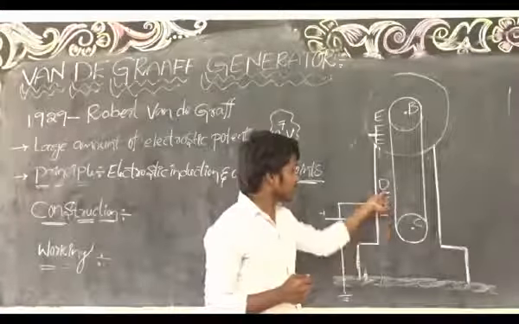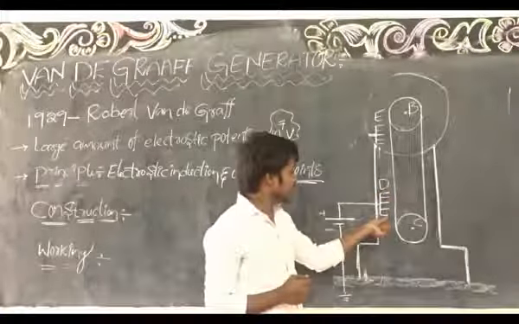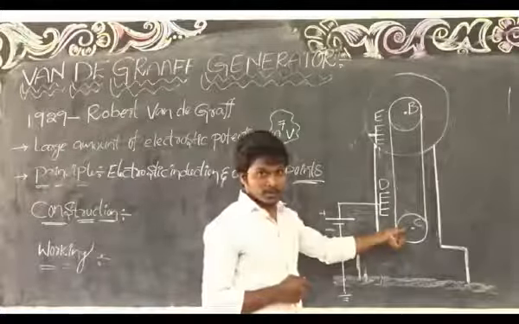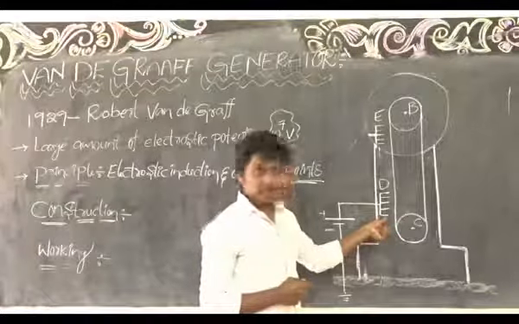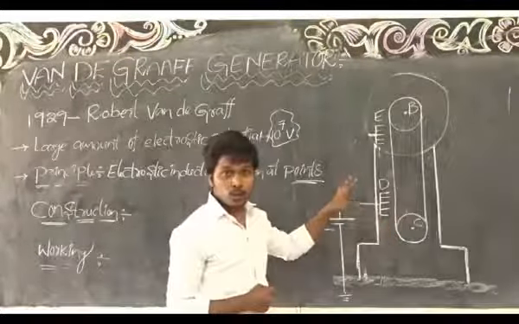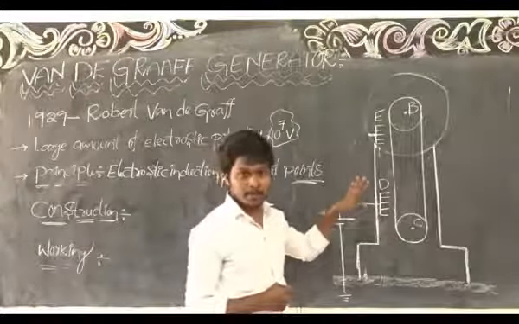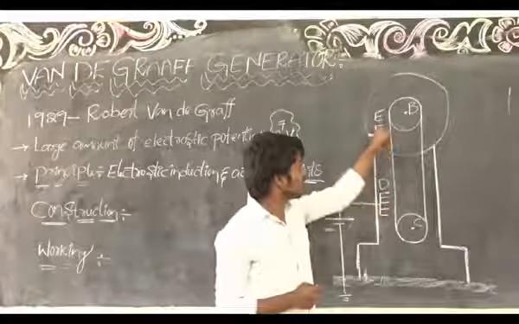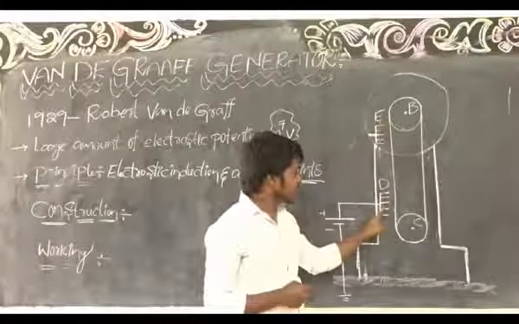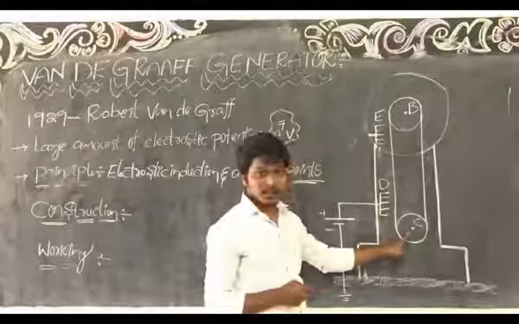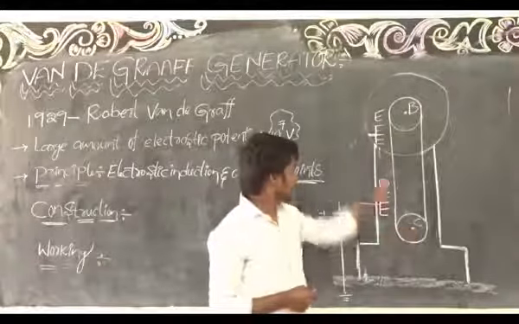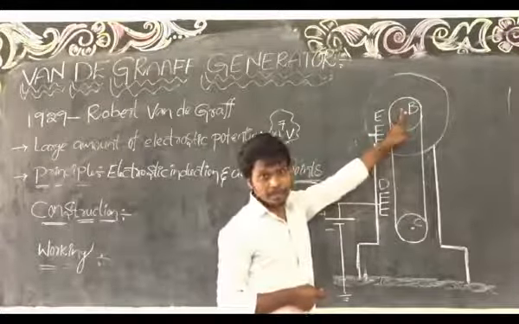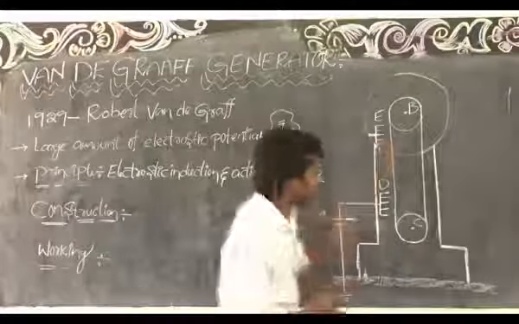This experimental arrangement has two comb shaped conductors. One conductor is named D and the other conductor is named E. The conductor D is fixed nearer to the pulley C and the conductor E is fixed nearer to the pulley B. Okay, finally I am explaining here.